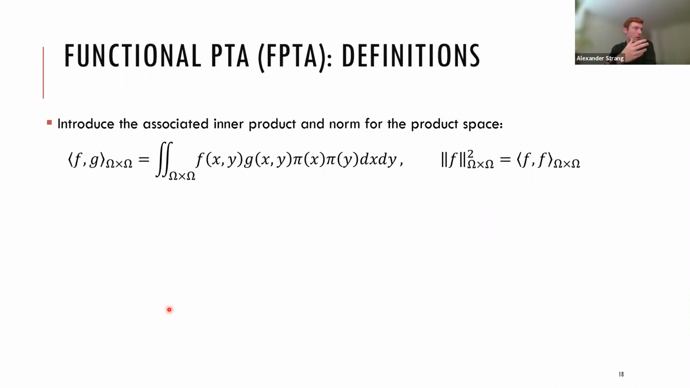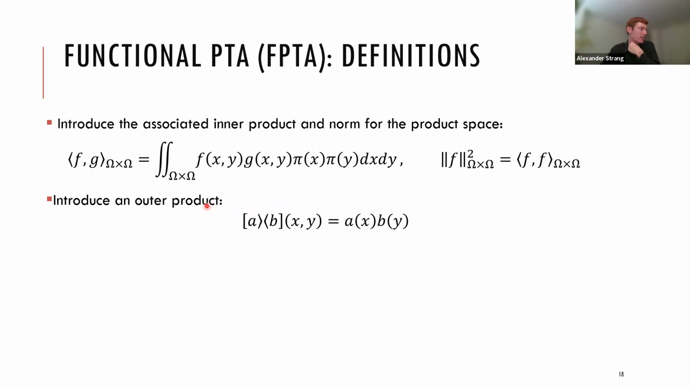Then we can also map this measure and these products up into the product space, that is omega cross omega, which is where the performance function acts. Remember, performance is evaluated on pairs of agents, so it acts on inputs from the product space. Well, we can easily define an inner product on the product space just by using the product measure and an associated norm. This norm is evaluating the expected value of f squared when you sample x from pi and y from pi independently.